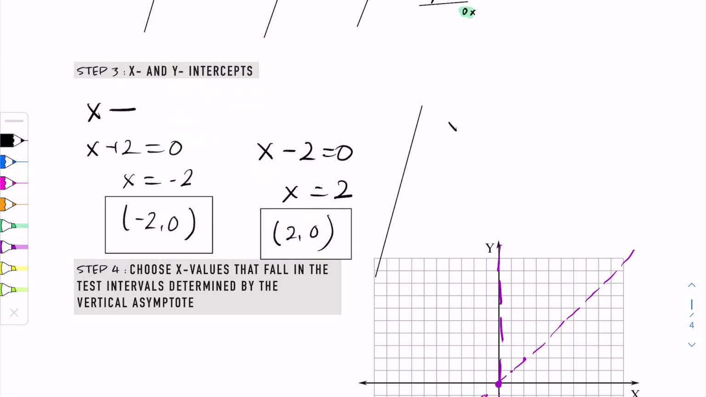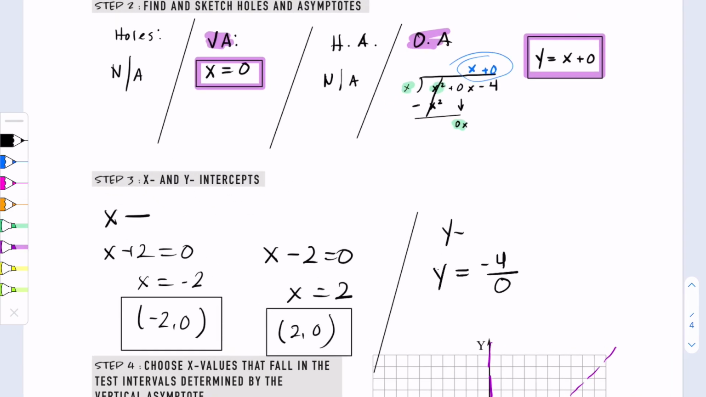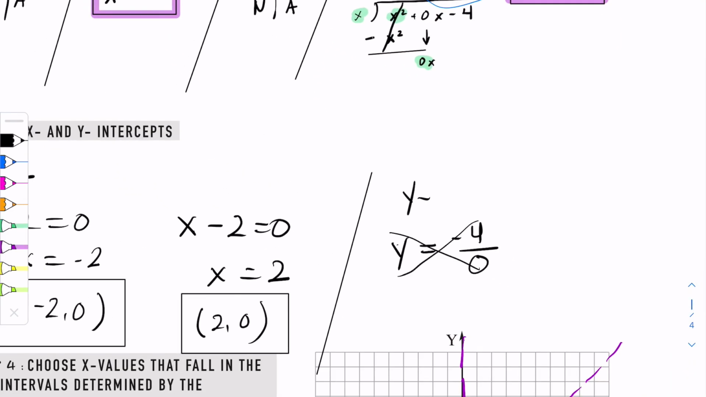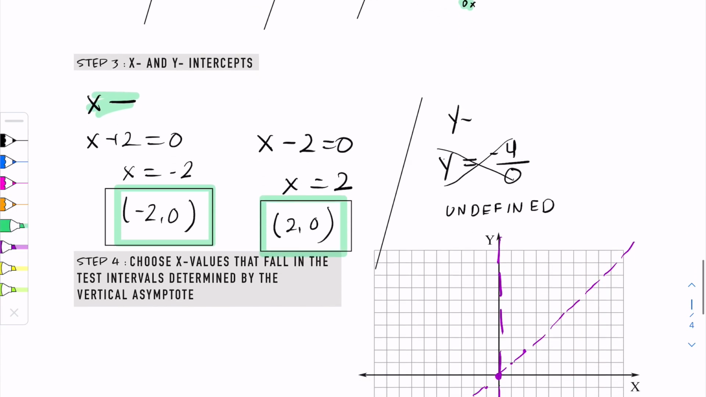Next, let's look at the y-intercept. The y-intercept is found by the standard form, substituting 0 in for x. You end up with negative 4 over 0. If that's the case, then you would have no y-intercept. It is undefined. You cannot have a 0 in the denominator. So at this point, all we are graphing is our x-intercepts at negative 2 and positive 2. We do not have a y-intercept.